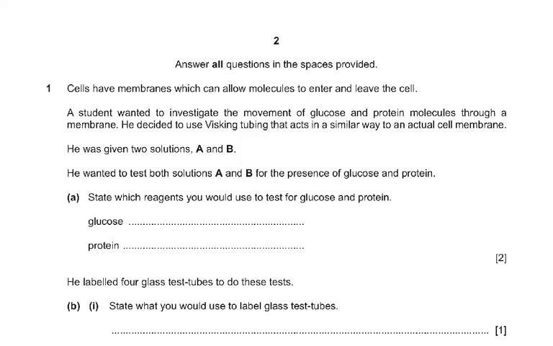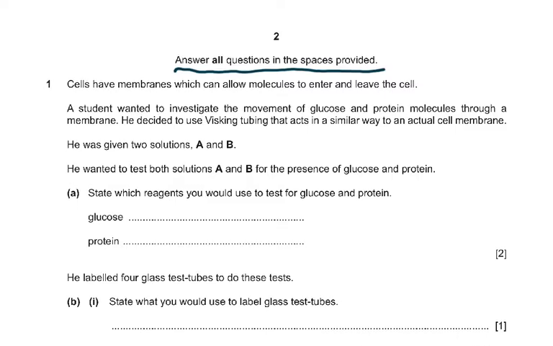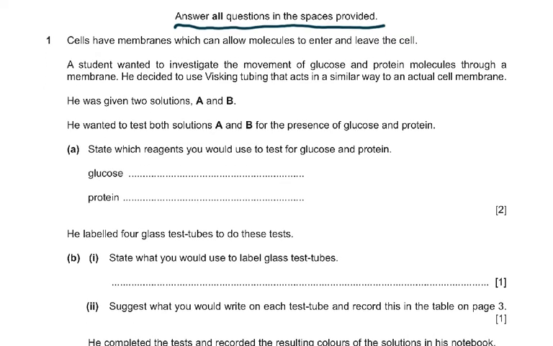Now, as you look at the first question, it says all questions have to be answered, and you must know that there's no choice in this paper. You have to do the entire paper. Question 1: the cells have membranes which can allow molecules to enter and leave the cell. Remember, revise, cells have a partially permeable membrane.